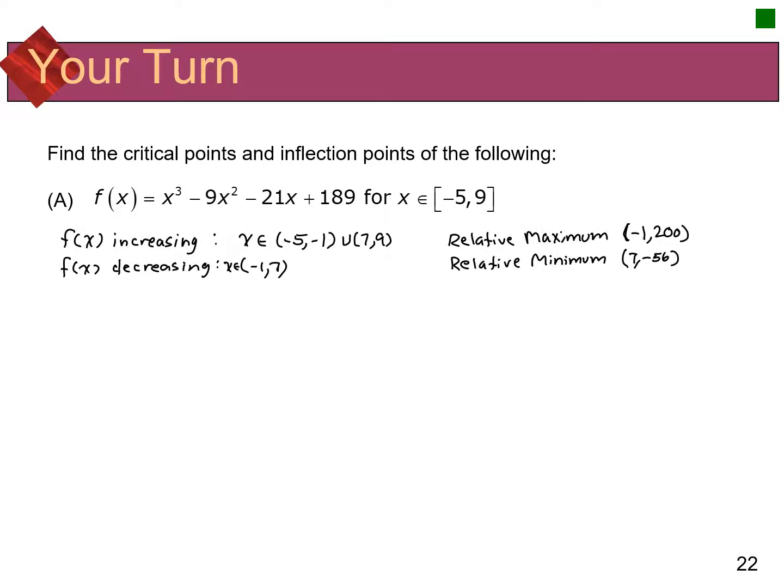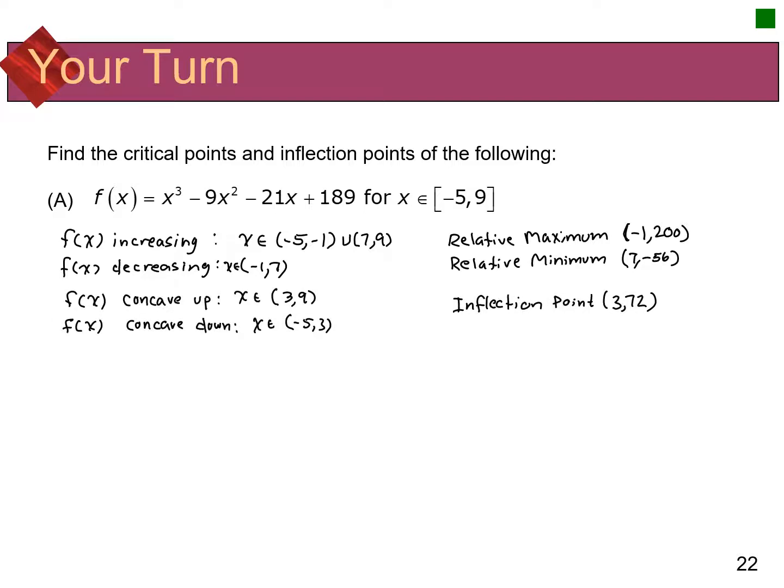So the information I've gathered so far: I've gathered where f of x is increasing and decreasing, where the relative maximum and the relative minimum are. I've also gathered where it's concave up, concave down, and where the inflection point would be. And I should also figure out where the endpoints would go. And again, each one of these was calculated by plugging them into f. So this was f of -5. This was f of 9.